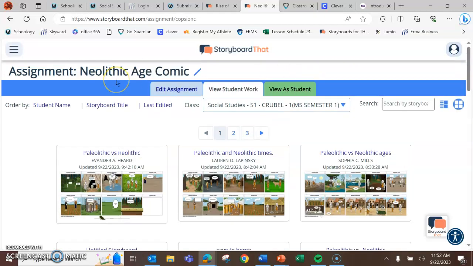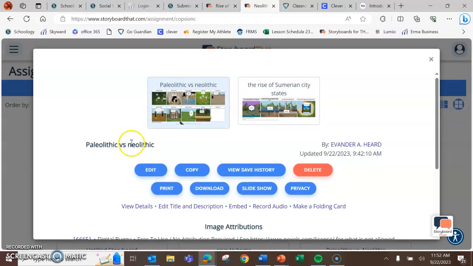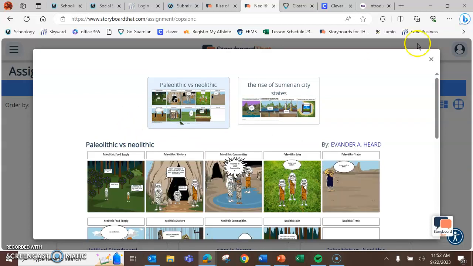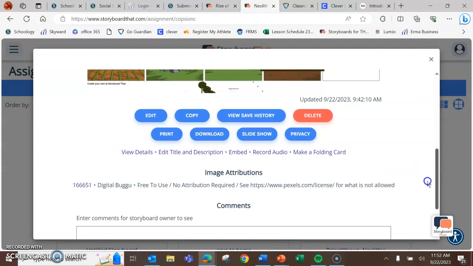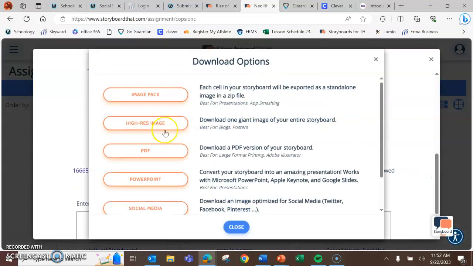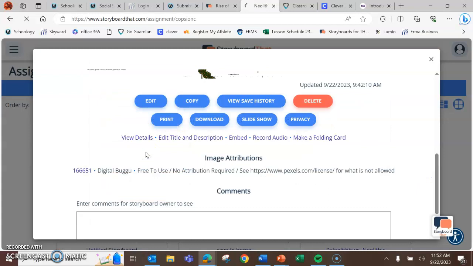As a reminder, to save these, when you're working on it, you click Save and Exit. Then, if you click on the title of it, it'll bring up the section where you can download a copy of it. And you want to download a copy as a PDF. So that way, when you go to Schoology to turn it in, it turns in as a PDF.